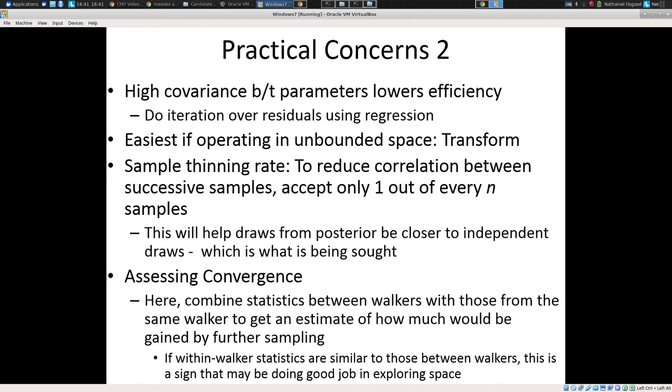And you'll need to assess convergence, where basically you can assess, okay, has it gotten enough samples to be really robust? Have we gotten enough to be confident we've really sampled the space well? There's several measures you can use, including something called Heidelberg-Welch statistics. There's also a test from Gelman, who wrote a book, Bayesian Data Analysis, and suggests using multiple walkers.